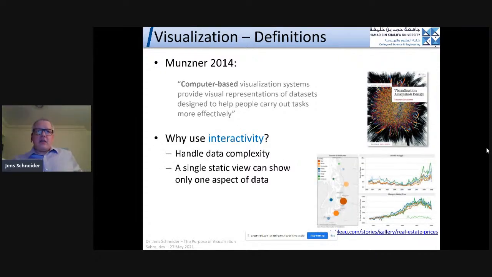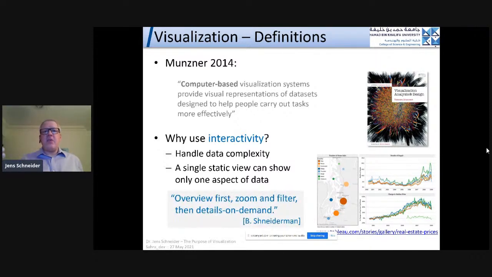And interactivity essentially handles data complexity. So it's infeasible to look at the whole data. So normally you first give an overview, and then you let the user select the data one aspect at a time. And this is what Ben Shneiderman calls overview first, zoom and filter, then details on demand. This is how you understand data.